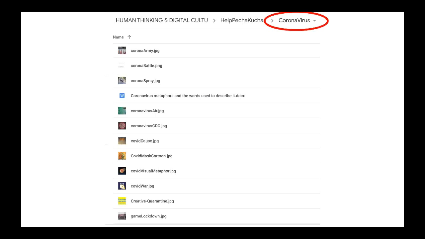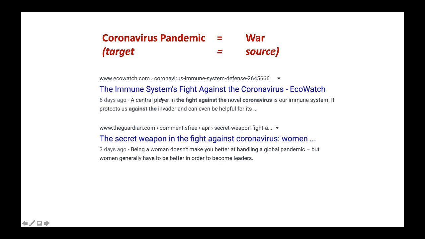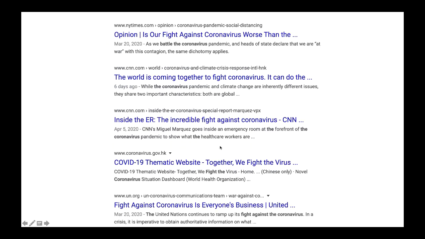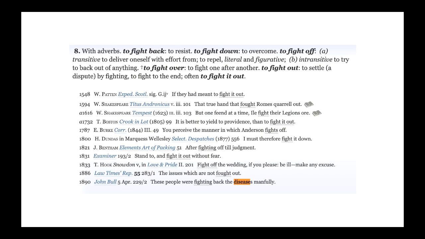So in this folder, I have a lot of images. Let's begin, though, by looking at the coronavirus metaphors. And this is what I noticed as I was looking through news at home. That coronavirus, the pandemic, is often being compared to war, metaphorically. There's the use of the word fight in everything and weapon. I see it in all the things that come up when I Google coronavirus.